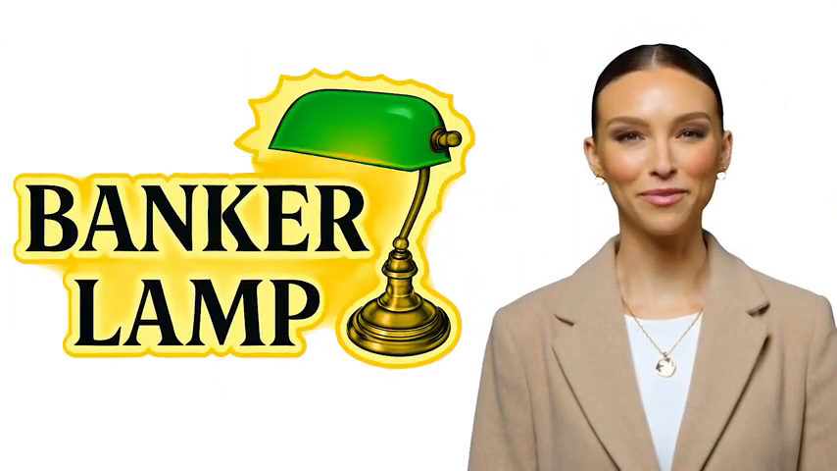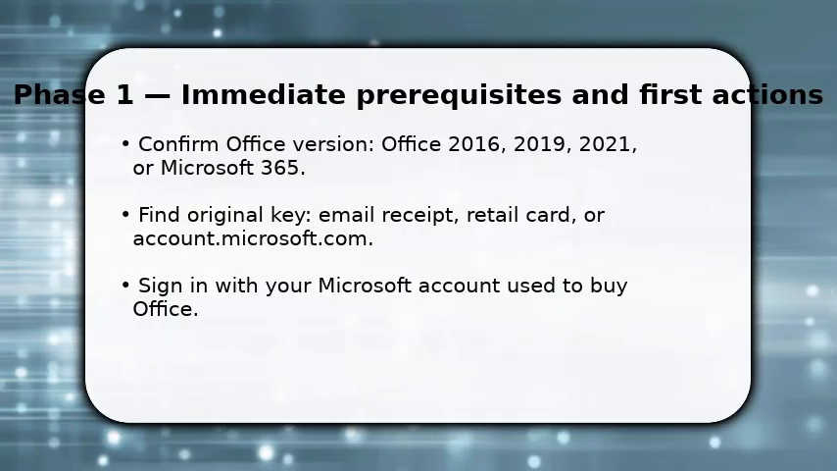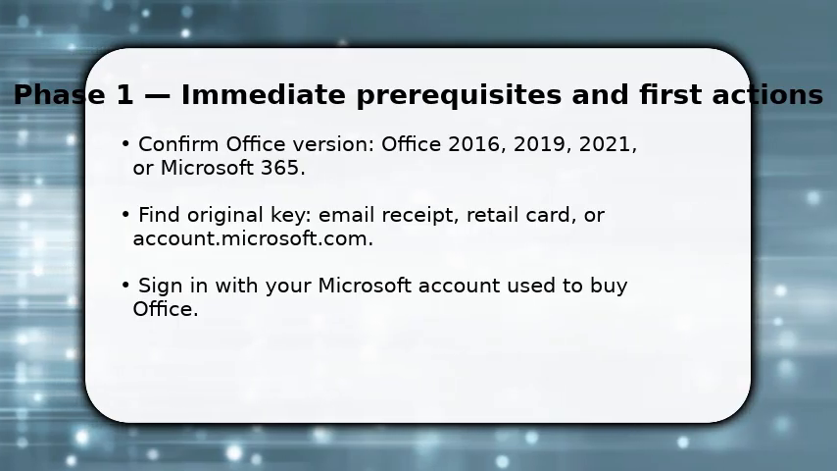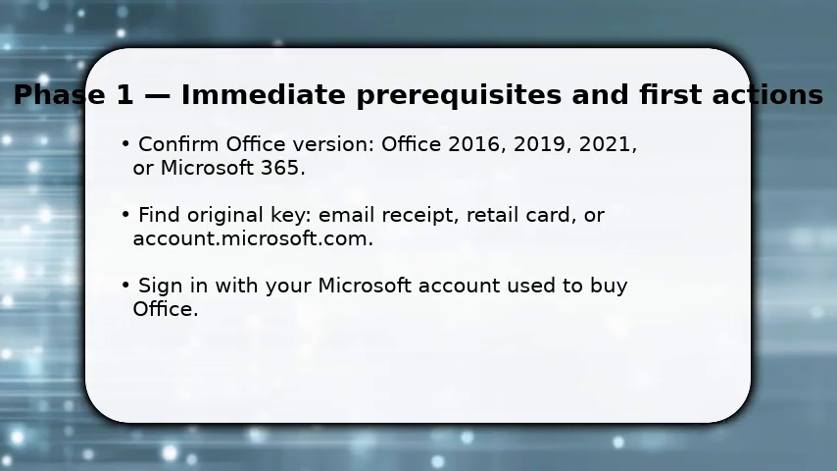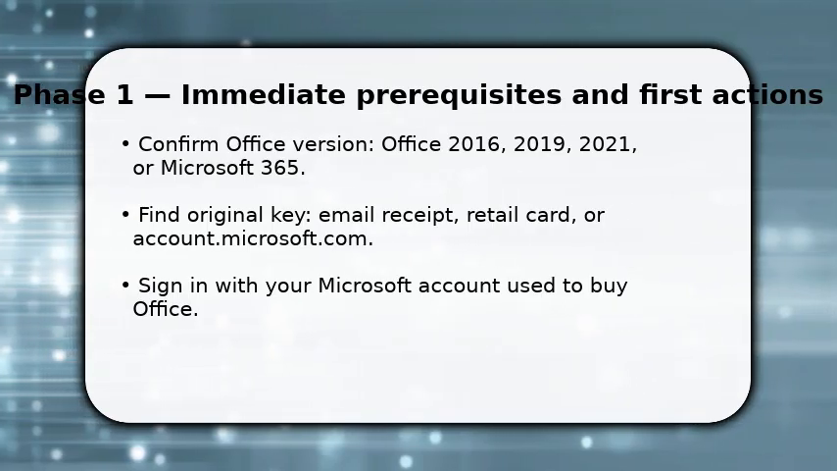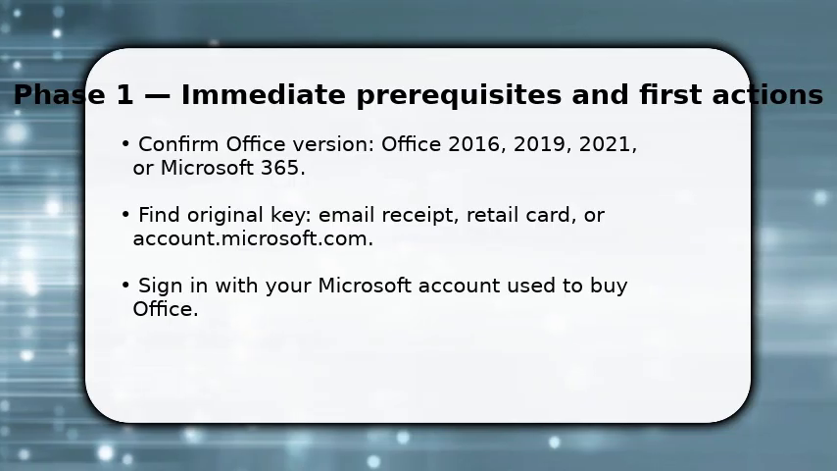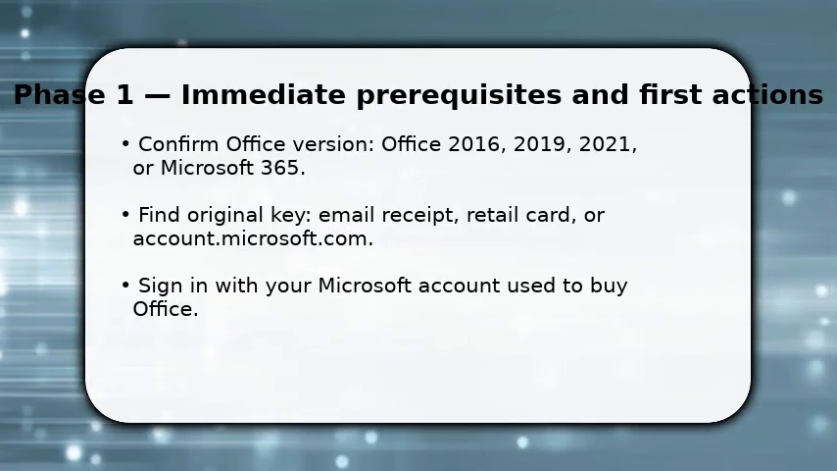Please enjoy the video. You start by validating the Office edition and your purchase record. This matters because keys differ by version. Once done, open Account.Microsoft.Com and sign in with the account you used to buy Office so you can view licenses.